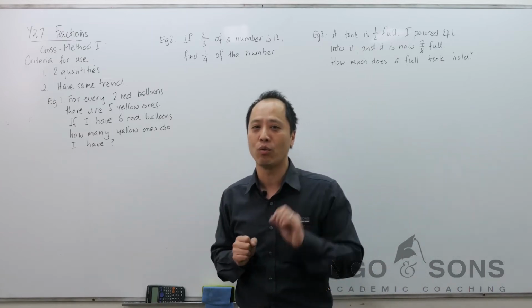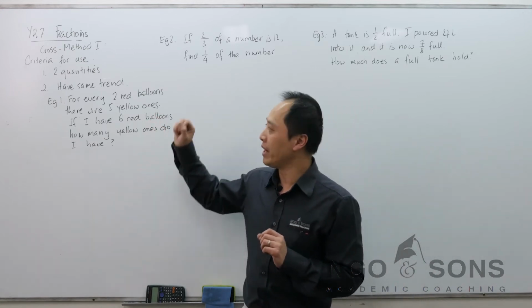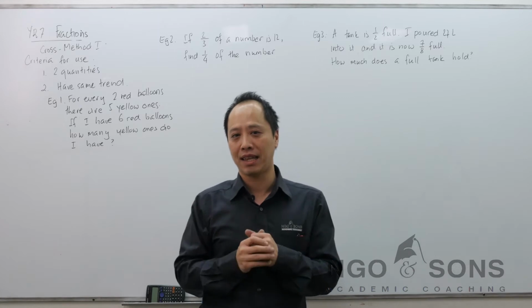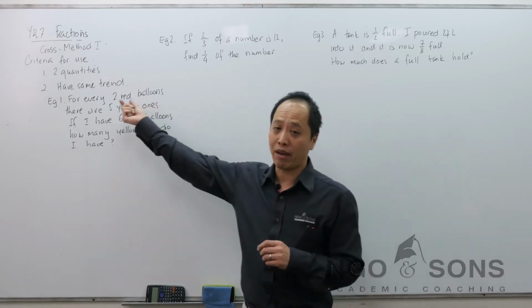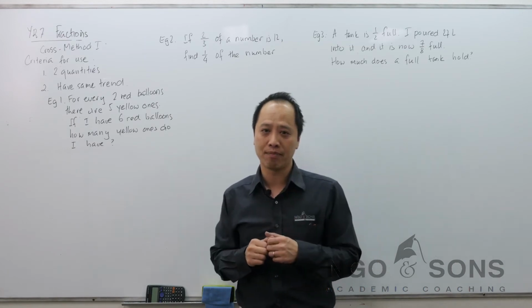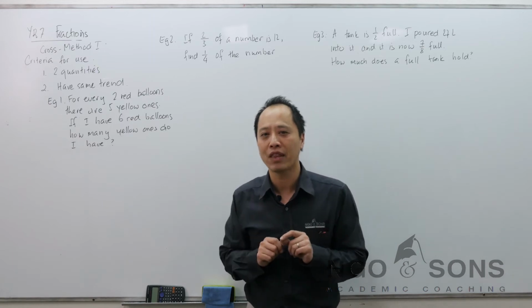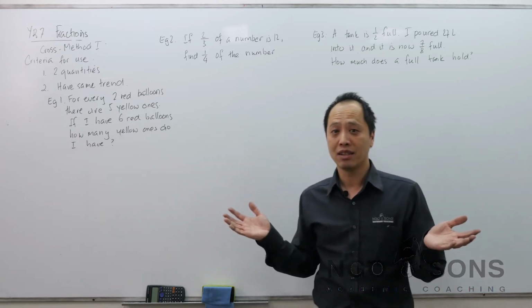Now I'm going to tell you that we're going to use the cross method, and I'll tell you the reason why. Let's have a look at this question again. We need to ask ourselves, how many quantities are there here? You can see we have red balloons and yellow balloons, so we've got 2 quantities. Now the question you have to ask yourself is, do these 2 quantities have the same trend? So let's have a look.